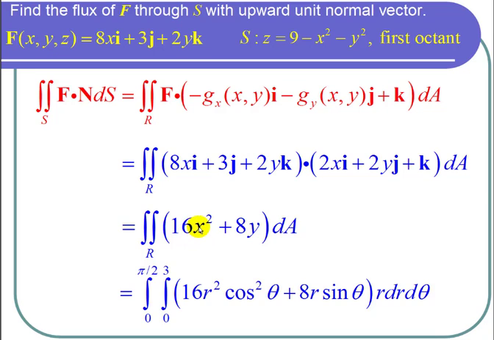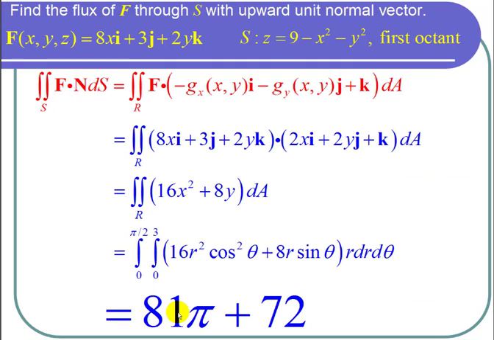And then we have 16, x squared is r squared cosine squared theta, and then plus 8, and y is r sine theta. dA is r dr d theta. So I could integrate this by hand if I wanted to, but instead I actually used a calculator. And I found that the flux of F through S with upward unit normal vector is equal to 81 pi plus 72. And I'm done with the problem.